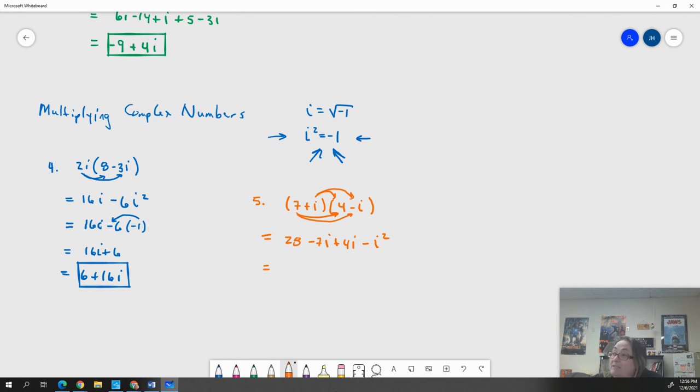And now we just combine things, right? I have 28. There's nothing to add that to. I don't have any of the real components. I have -7i plus 4i. Well, that's -3i. But now I have this minus i squared, which we just know is -1, right? And so if I simplify that, I get 28 minus 3i plus 1. And so I can add these real components, right? I can combine these two like terms, and I wind up with 29 minus 3i.